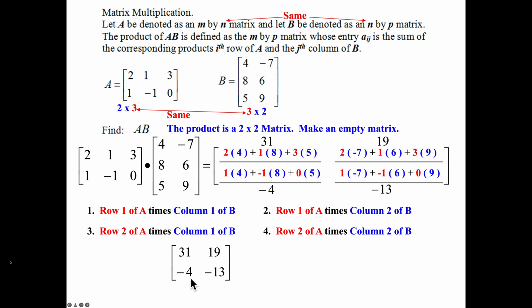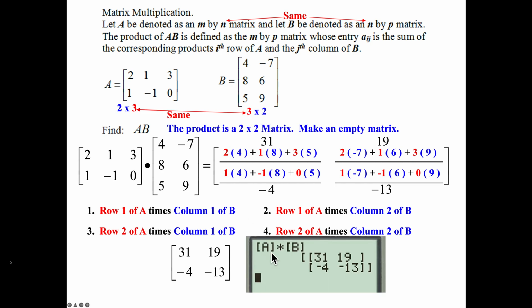And there's my answer. Now again, what I would recommend that you do is type in matrix A as a 2 by 3 into your calculator, type in matrix B as a 3 by 2, and tell the calculator you want to do matrix A times matrix B in the home screen and double check that your numbers are matching up, and they are.